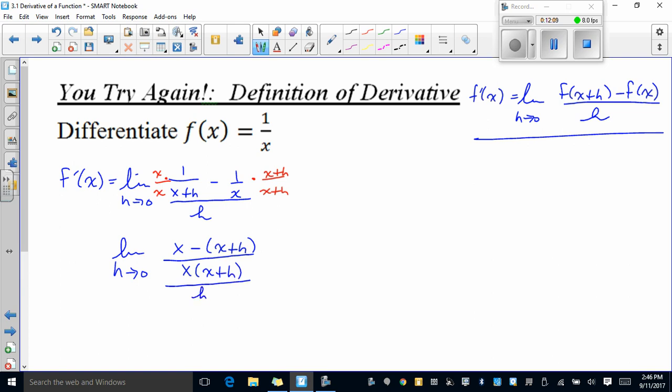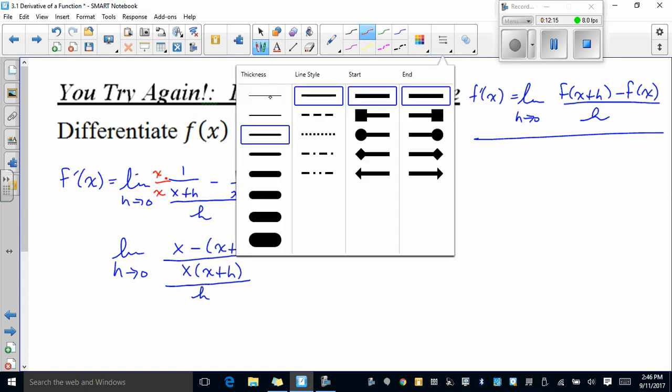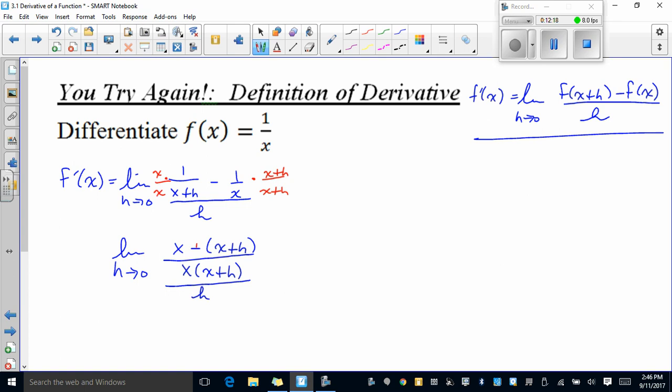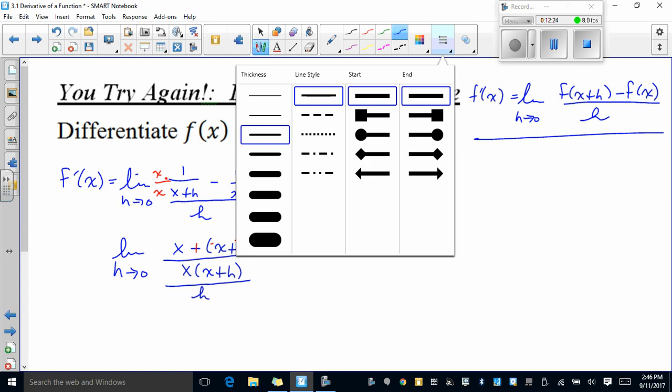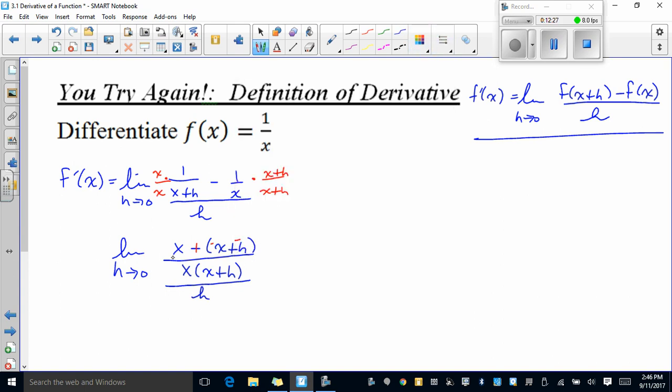So if I distribute the negative through on that, now I have the limit as h approaches 0 of x minus x minus h over, now that I have this common denominator, I can bring this guy up into the denominator where he belongs. So it's going to be h times x times x plus h. Now, I'm going to do the side work for this one here, so just point over here, the side work. Because some students just don't see this, and it's all right.